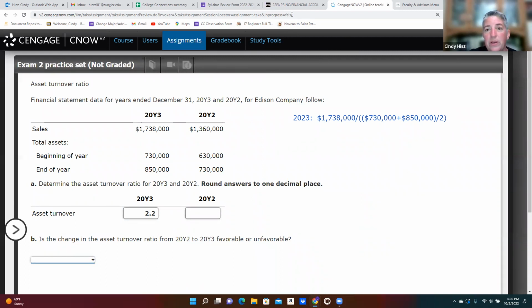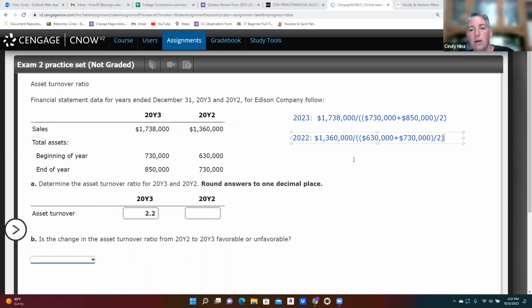Can't know if that's good or bad. We need to have something to compare it to. We've talked about that several times already. For this problem, we're going to compare to the previous year. How are we doing compared to last year? Did we get better or did we deteriorate? Did we get worse? For asset turnover, the higher the number, the better.